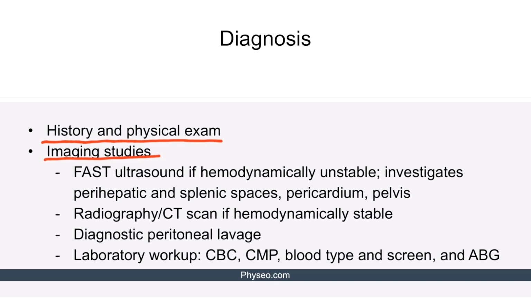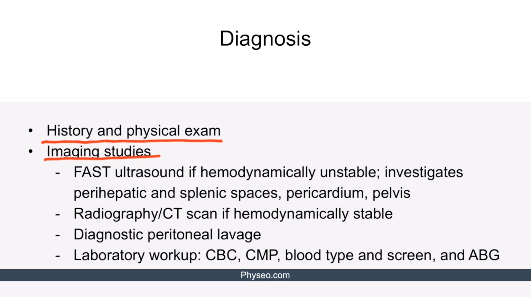More specifically, it is used in hemodynamically unstable patients to check 4 common areas where blood can accumulate. These include perihepatic space, perisplenic space, pericardium, and pelvis around the bladder for free fluid. On the other hand, radiography or CT scan are indicated for hemodynamically stable patients, especially if they have abdominal tenderness and altered mental status. When FAST ultrasound or CT scan is unavailable, doctors can use diagnostic peritoneal lavage, which is a small laparotomy with the lavage catheter being placed in the peritoneal cavity to detect hemorrhage.